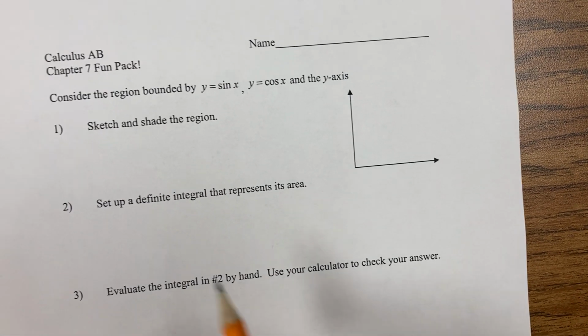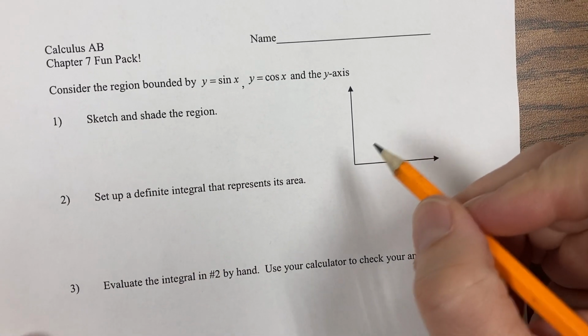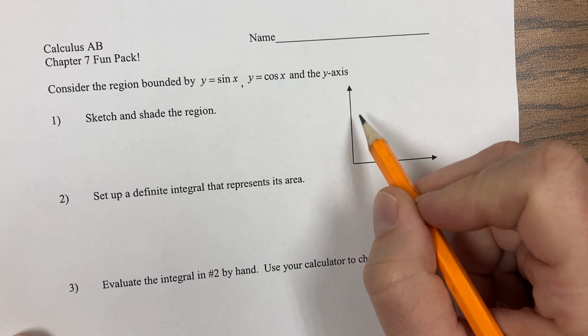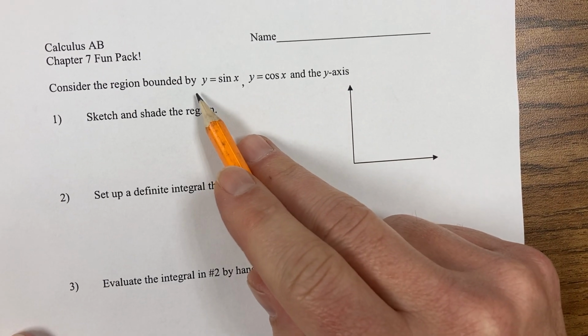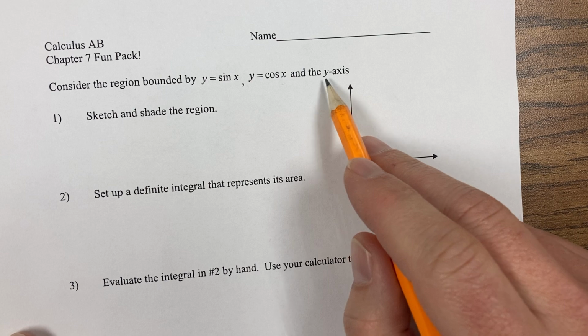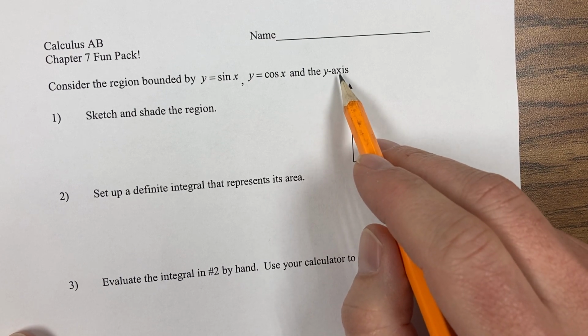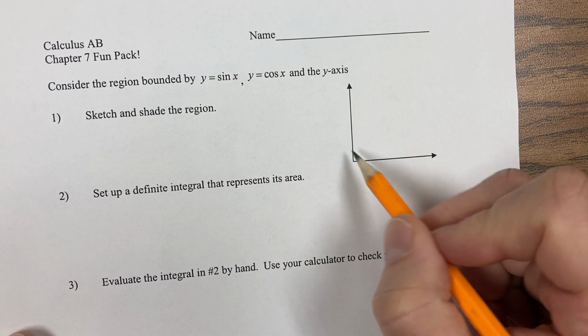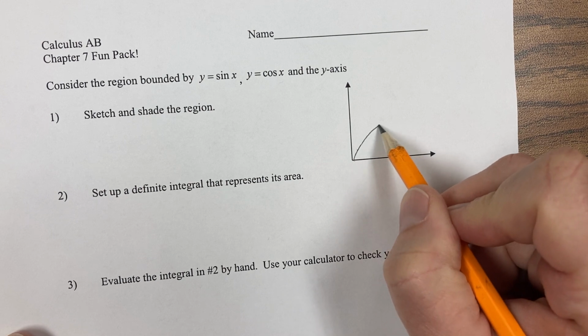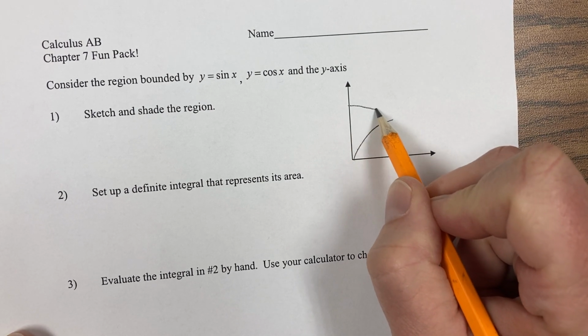These are the answers to the fun pack. We'll see how much fun you had with it, but we're supposed to sketch sine x, cosine x, and then look at the area between them and the y-axis. So sine x goes like this, cosine x comes down like that.